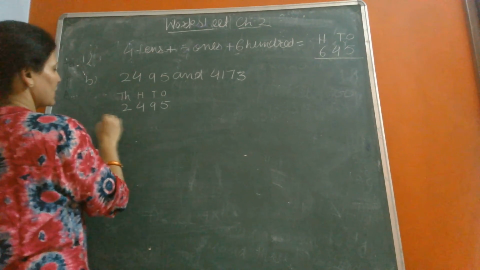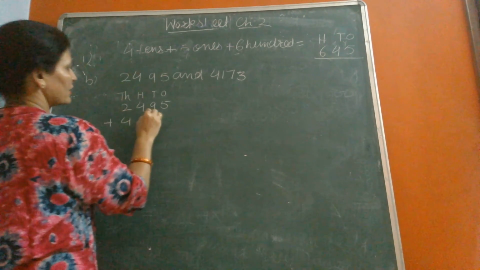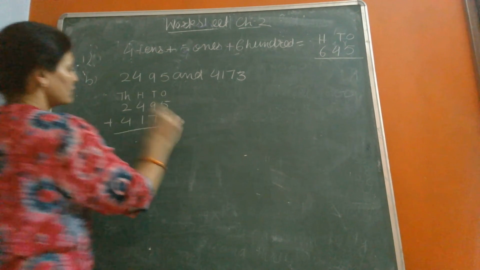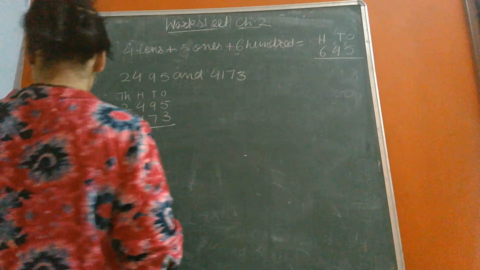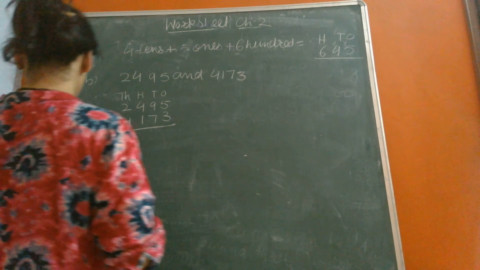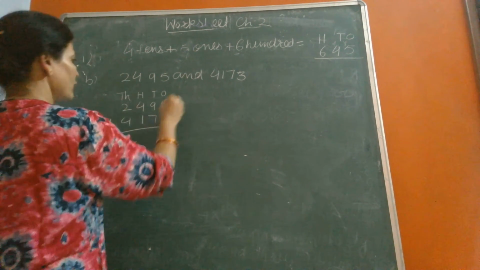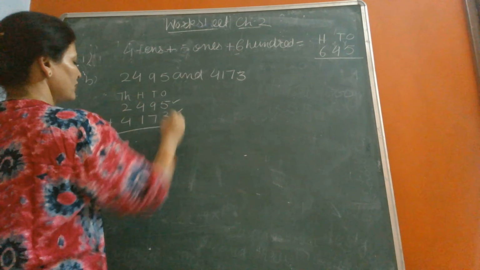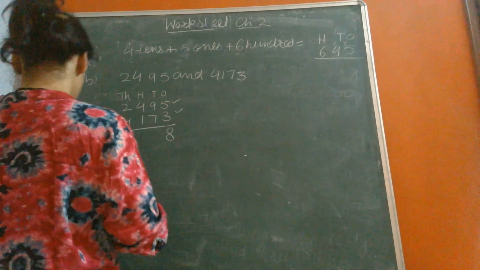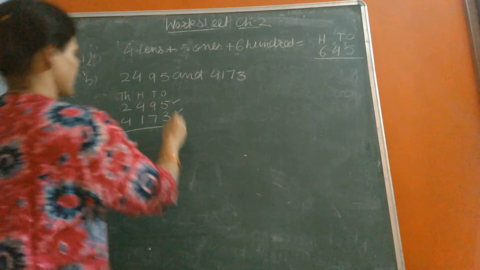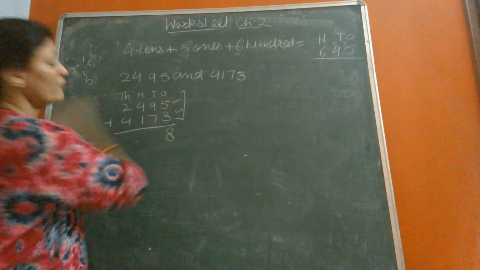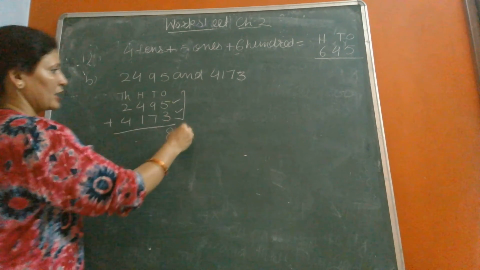2495 plus 4173. Now it is asking the sum of ones. Ones digit in the sum of. So what is the sum here? 5 and 3, 8. 8 is the answer of this question. It is only asking the sum of ones. Sum of ones is 8.